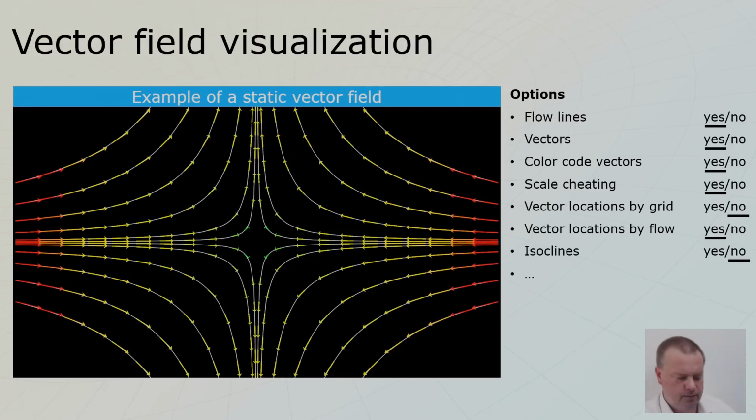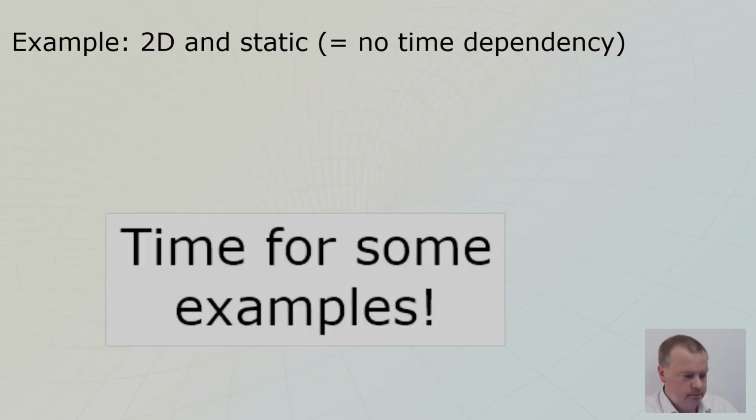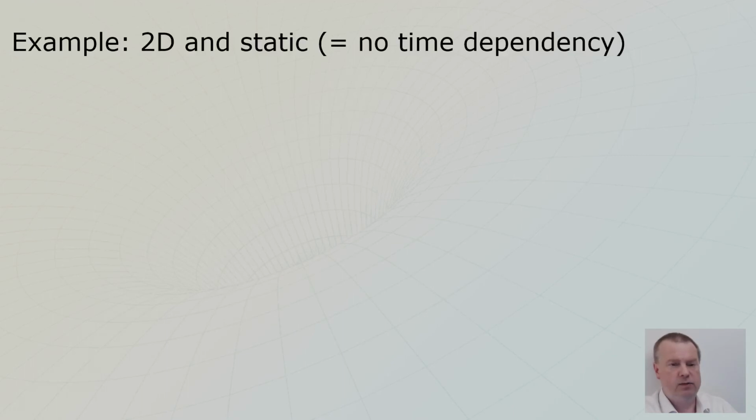So the flow lines. An evil mathematician will say, we prefer to call the flow lines integral curves. I'm just going to leave it at that. You can make up your own mind about these people. In this case, I go two-dimensional, so I leave out z, and I go static, so I leave out the t for time.